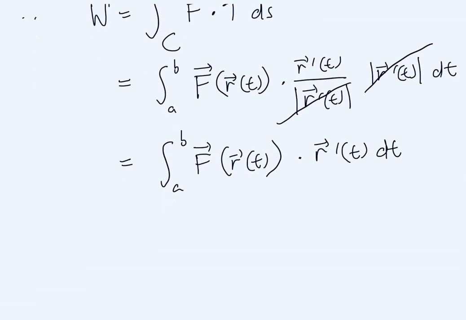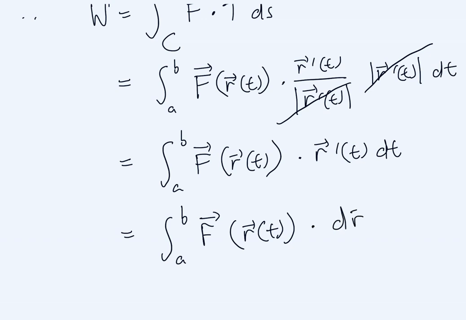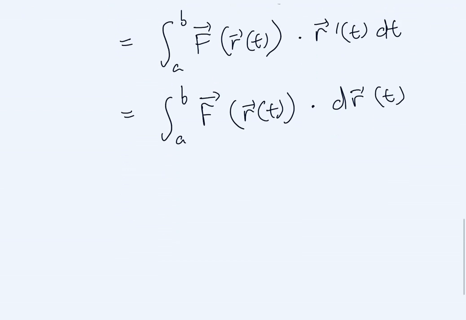Okay, so obviously R prime t dt, you can write that as dr. It's the same thing. So now this is the same thing as the following. It's the integral from A to B of F of R of t dotted with dr of t. It's the same thing. So now finally you can express the integral as follows.